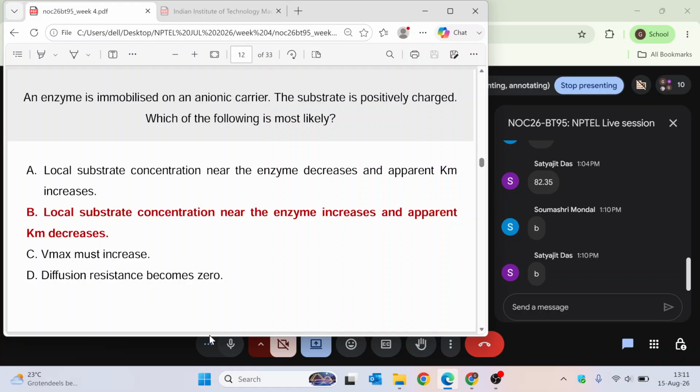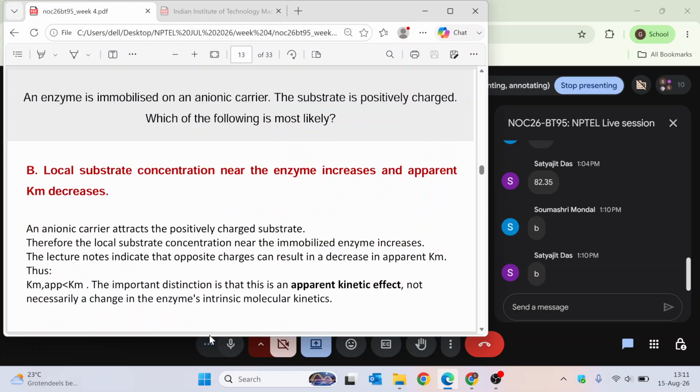Okay, exactly. So B is the correct answer. The local substrate concentration near the enzyme increases and the apparent Km decreases because an anionic carrier is going to attract the positively charged substrate. Therefore, the local concentration near the immobilized enzyme will increase because of the electrostatic attraction.